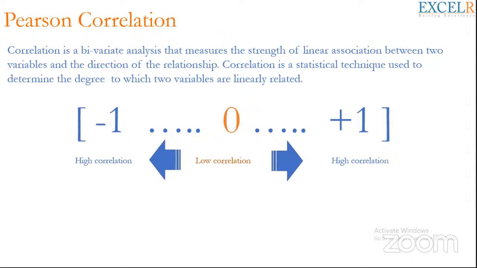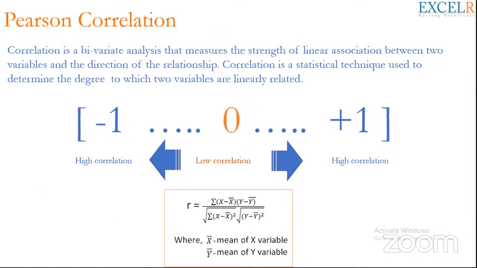And how do you compute the correlation coefficient? You can compute it using this formula. R is nothing but the correlation coefficient. We'll use this formula to compute the correlation coefficient between the two variables, and we'll get these values.